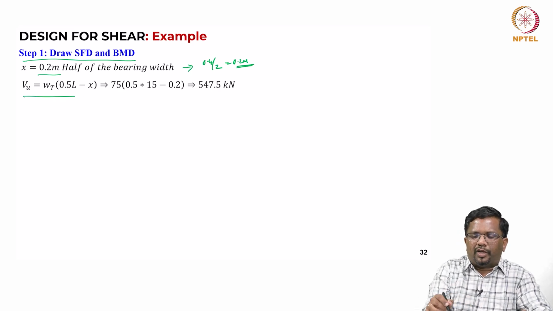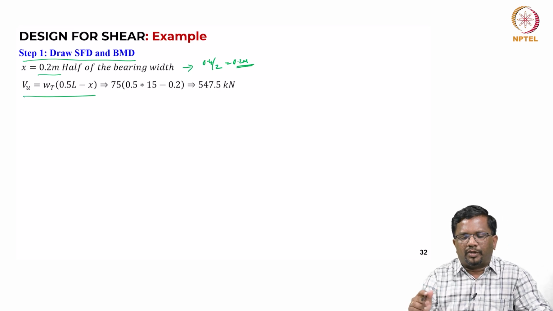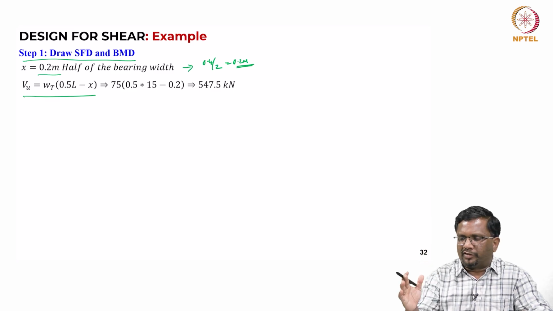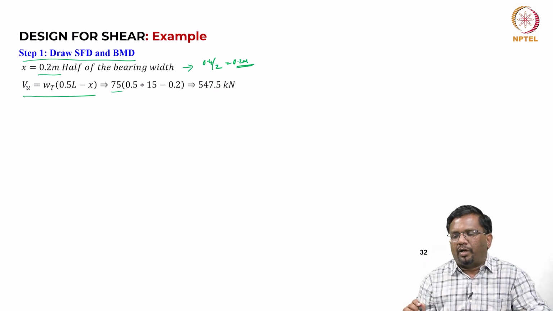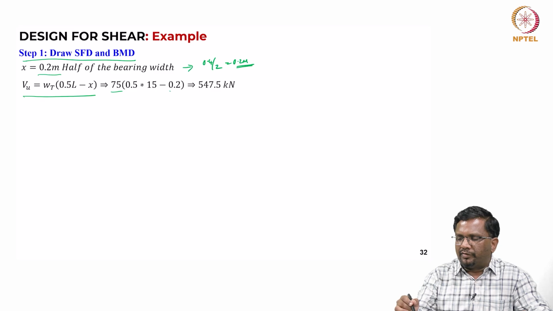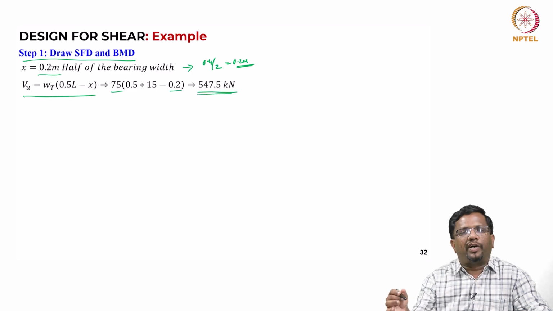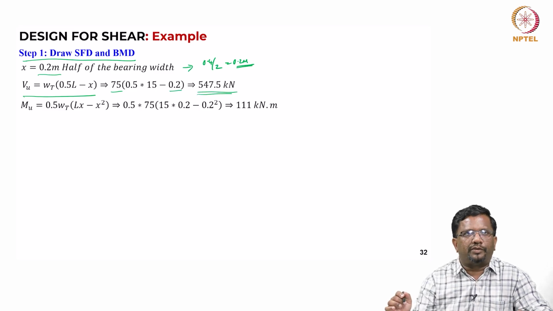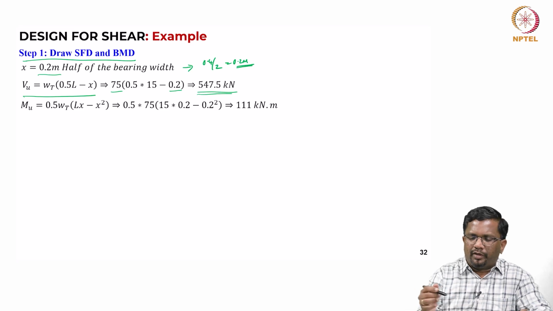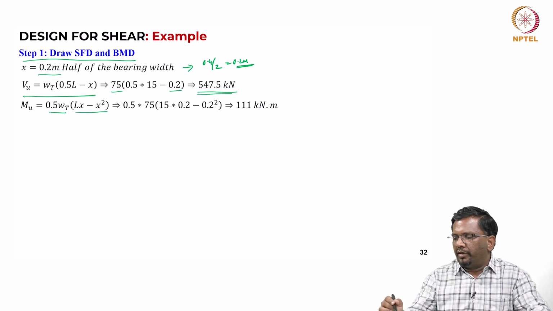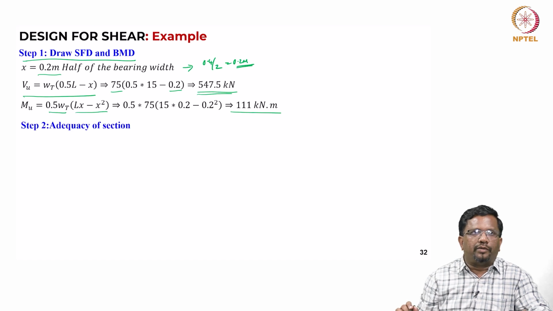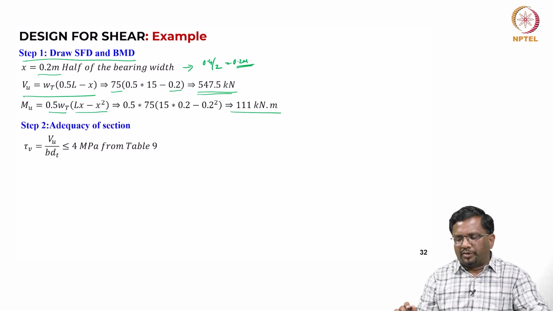Now, the shear demand: because I am taking the shear force at the face of the support, which is from the center line at 0.2 meter, it is going to be total load multiplied by half of L minus x, which is 0.2. It works out to be 547.5 kilonewton. Now, what is the moment? Again 0.5 into Wt into (Lx minus x square), that works out to be 111 kilonewton meter. Now, let us check the adequacy of the section.